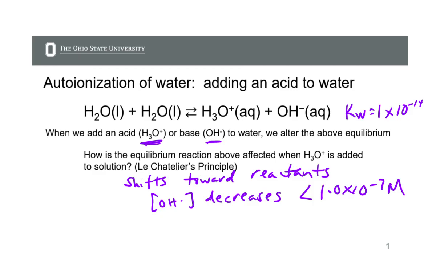And so based simply on that, and the fact that we're adding an acid to the water, we end up with an acidic solution. If we were to do the opposite and add OH minus to the equilibrium, again we shift towards the reactants, and the concentration of the H3O plus would decrease below 1 times 10 to the minus 7.